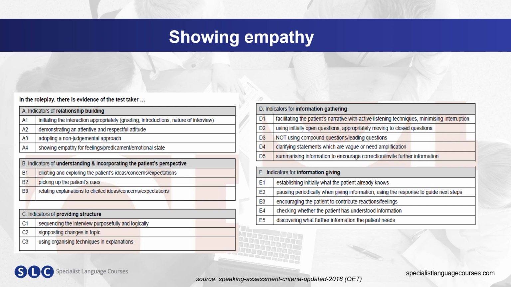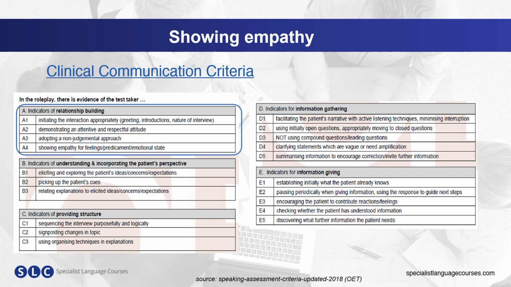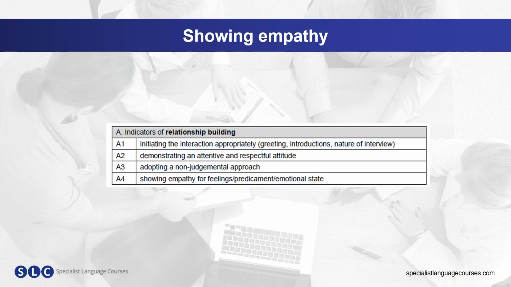You will be assessed on 2 different sets of criteria, the linguistic criteria and clinical communication criteria. And in this video, we're going to look at how to speak to patients using the right language, which will help you score highly here. Specifically, we're going to look at A, relationship building, and B, understanding and incorporating the patient's perspective. Let's take a look at relationship building first and what this criterion actually means. There are 4 indicators for this part.